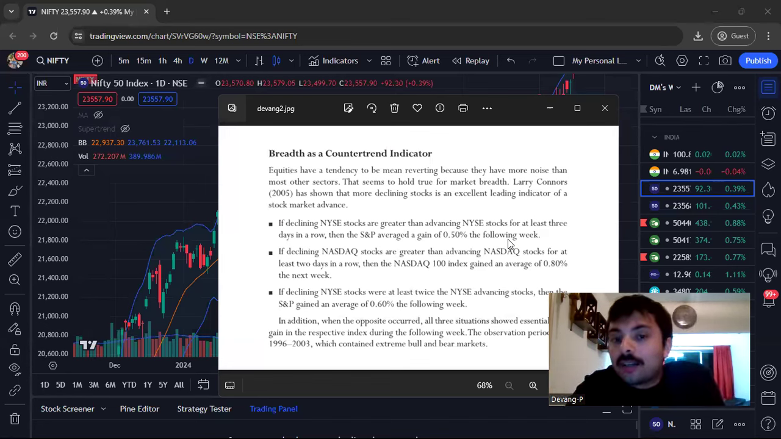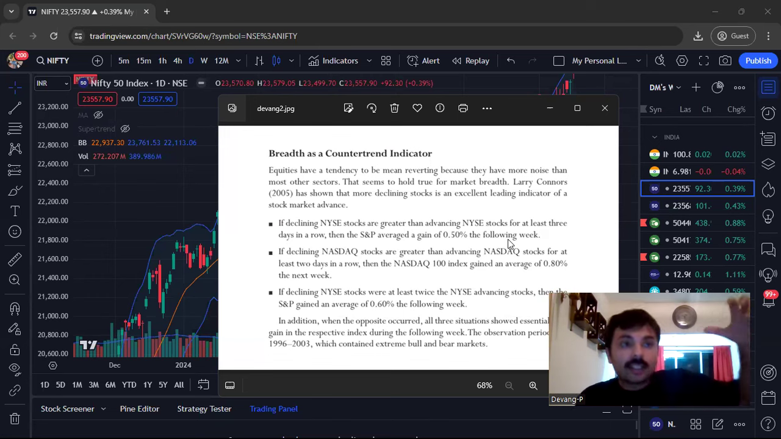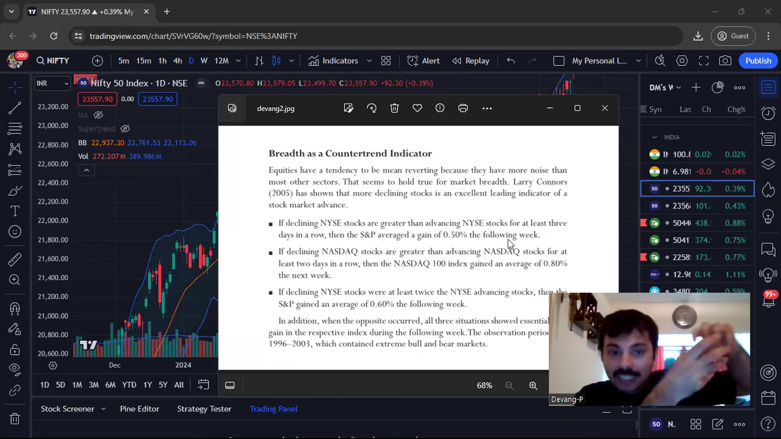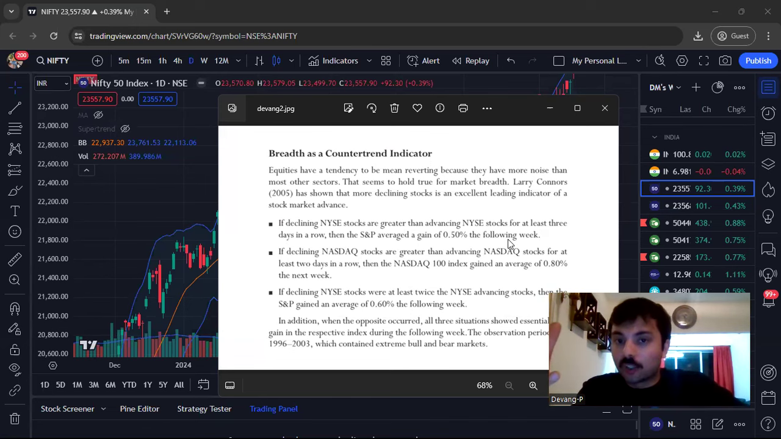So if you know that there is a very high probability that if in 3 consecutive days you have declining stocks much more than advancing stocks, then there is a high chance for the S&P 500 to give you a net gain of 0.50%. Now, you might say it's less, but think about it from an option selling perspective. If you know the market has a very high probability not to go down, you can go and sell puts and make 4-5% in that week very easily, or with much more ease than on other days. So again, what you can do with this information is up to you.